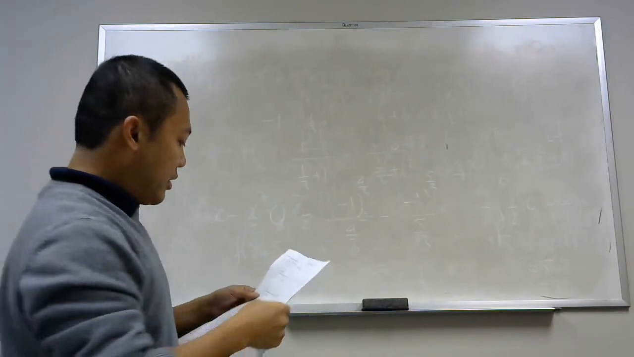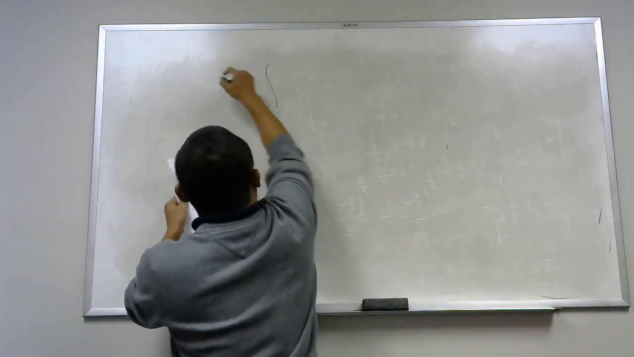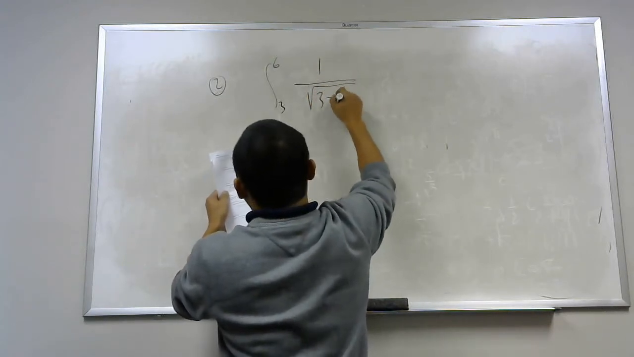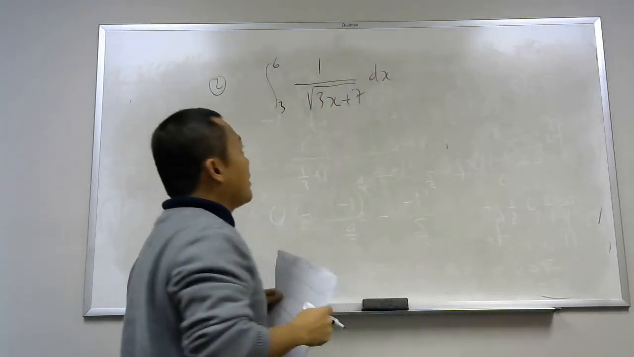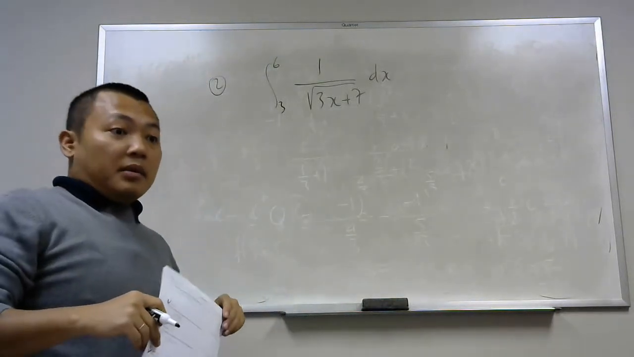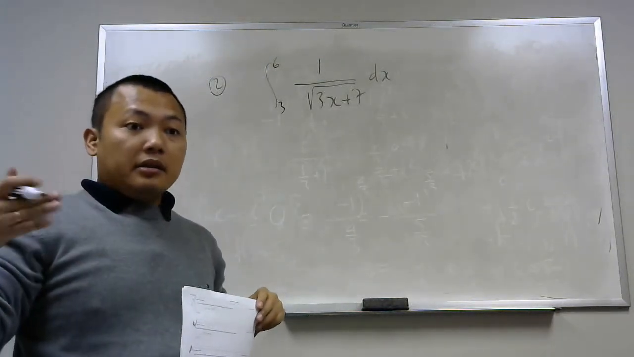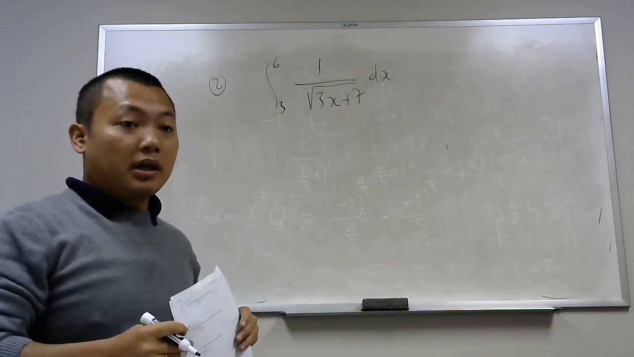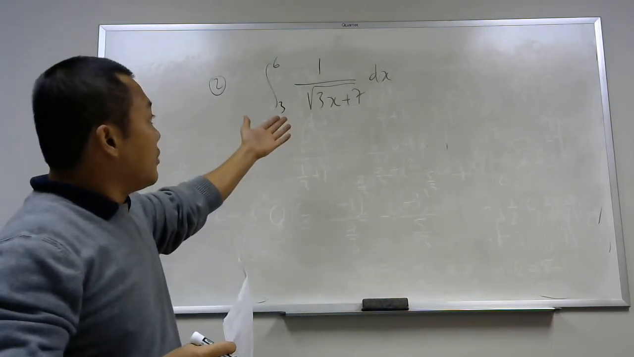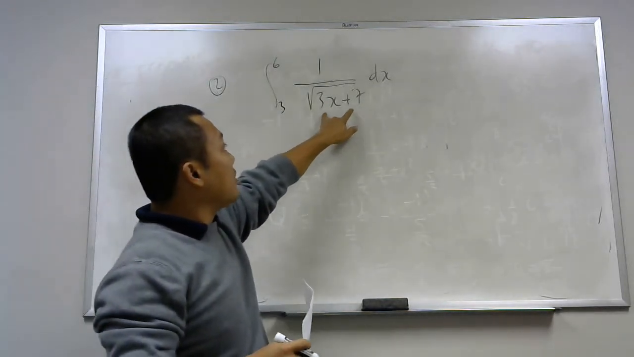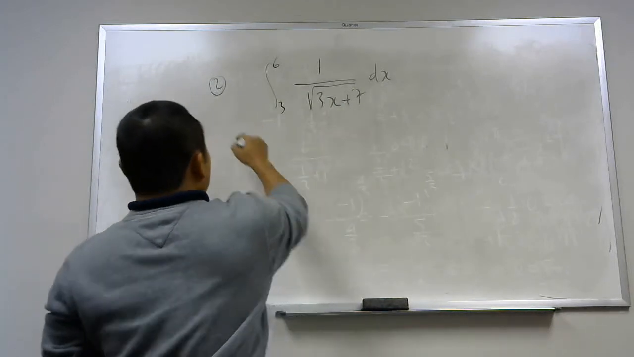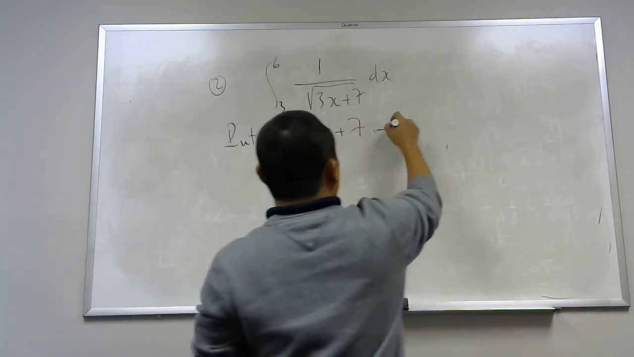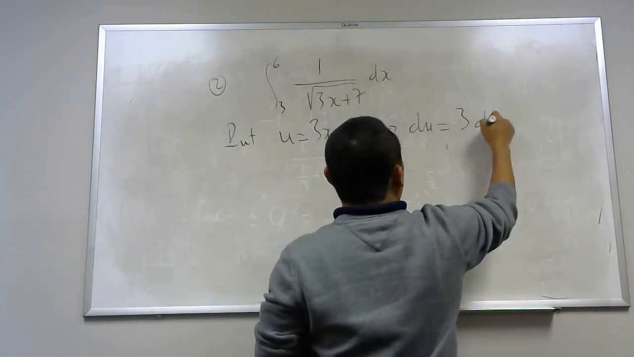And then the next question is evaluate the integral from 3 to 6 of 1 over square root of 3x plus 7 dx. We did not cover how to change the integral limits when we do substitution, but I can show you how to do that right now. In this integral, we need to do substitution. We put u equal to 3x plus 7, and we find right away du equal to 3 dx.